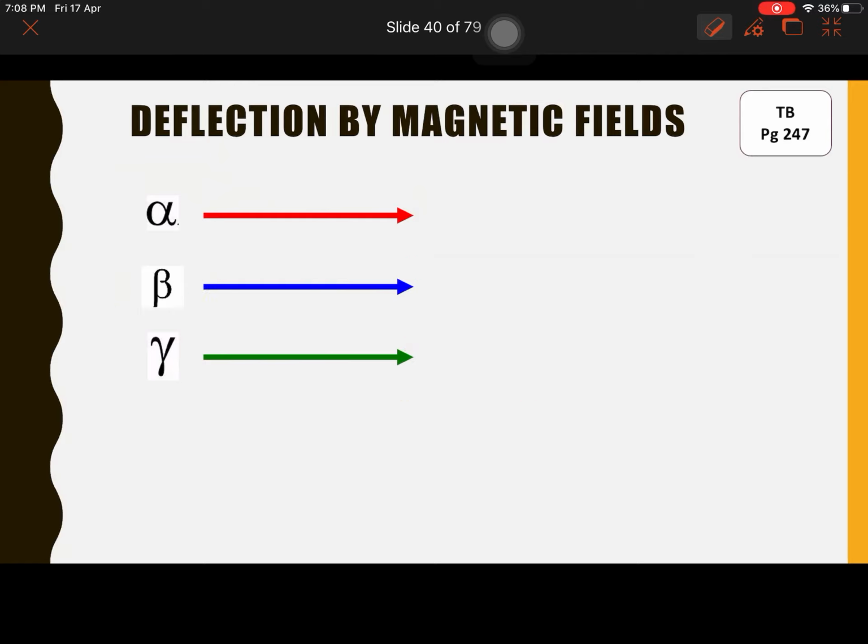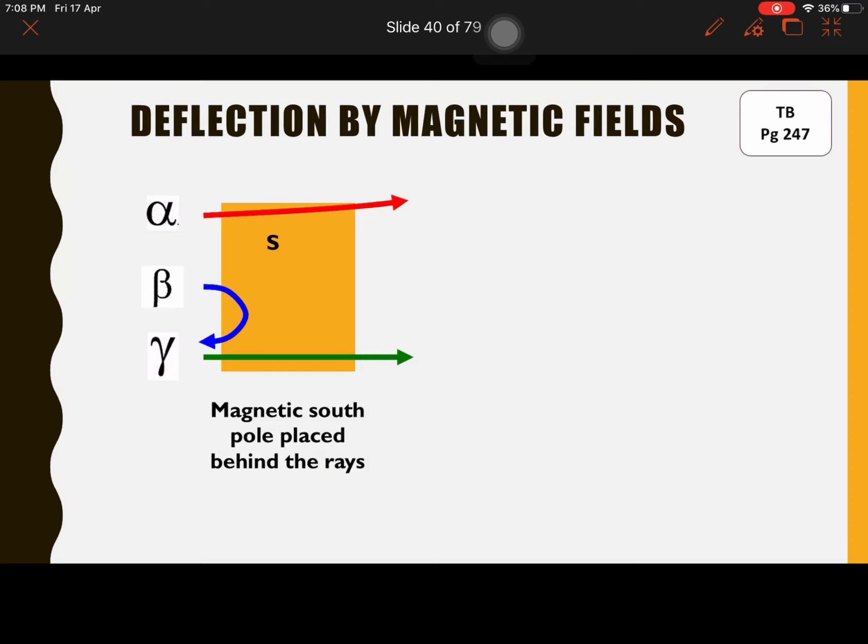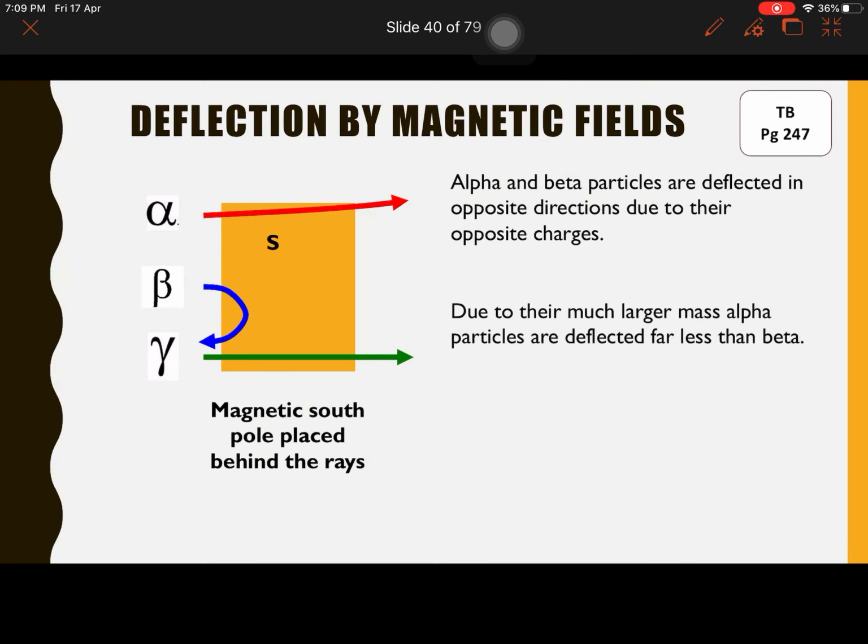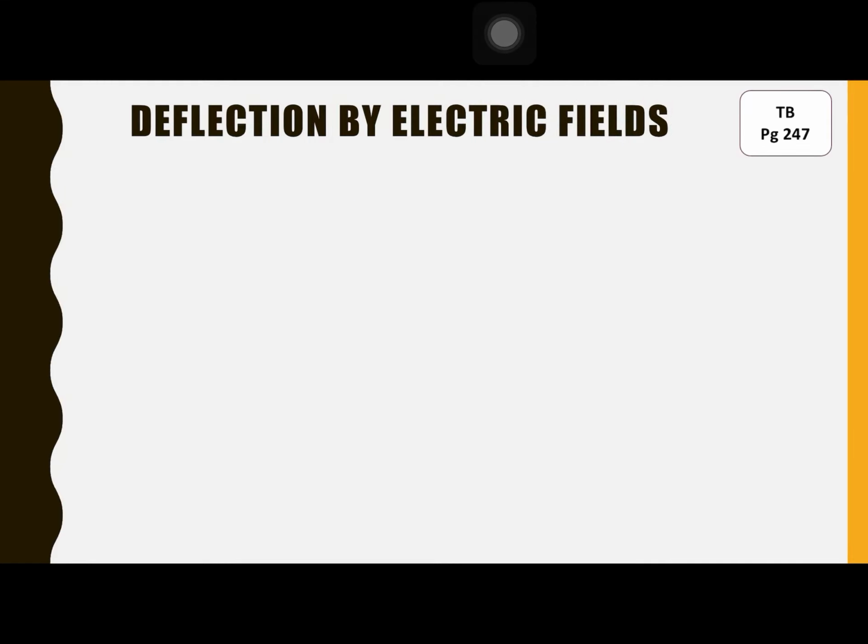Let me erase this. I know that alpha and beta are going to be deflected, but are they deflected by the same amount? No. Your alpha being heavier will get deflected, but because it's heavier, it doesn't get deflected by much. Beta being very light, very small, will get deflected by a lot. Notice that the deflection for alpha and beta must be in different directions due to the opposite charges. Alpha with its larger mass will deflect less than beta. Gamma ray is not deflected because it's not charged.